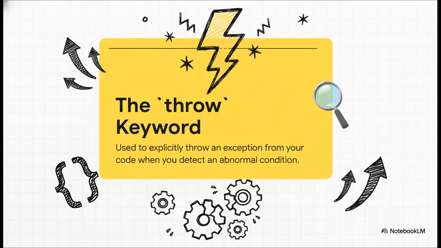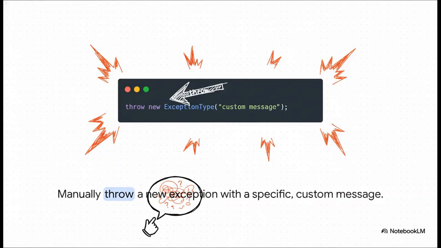It lets you, the programmer, say, wait a minute, something's not right here, and then manually create and launch your very own exception. You're no longer just reacting to problems, you're actively signaling them. You're taking control. And just look how easy it is to do. It's a single line of code. Use the throw keyword, you create a new exception object of any type you need, and you can even pass in your own custom error message. This is so powerful for making your error logs clear, specific, and actually helpful.